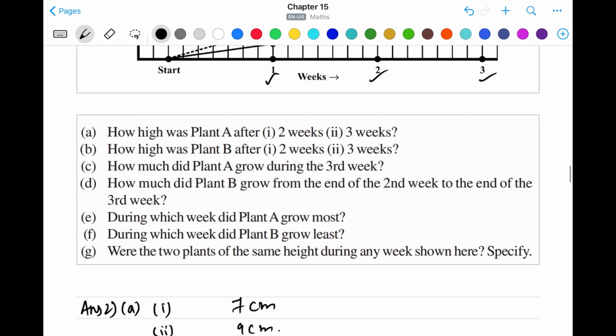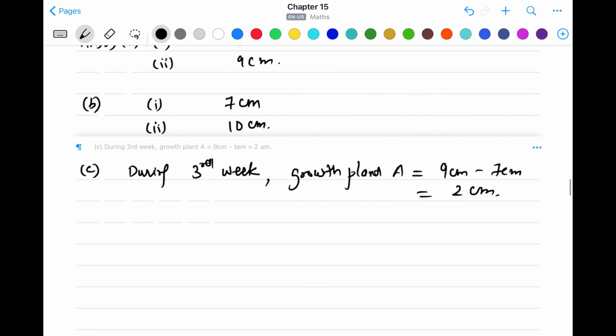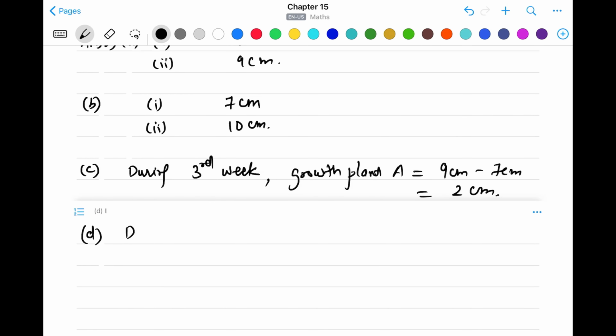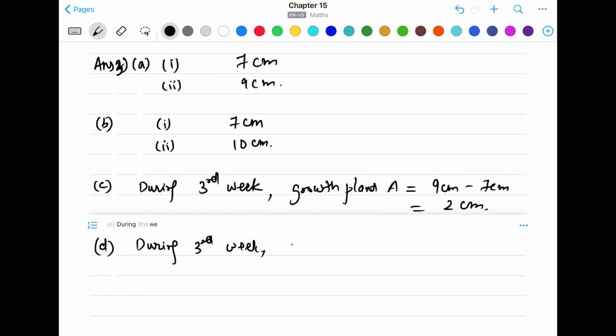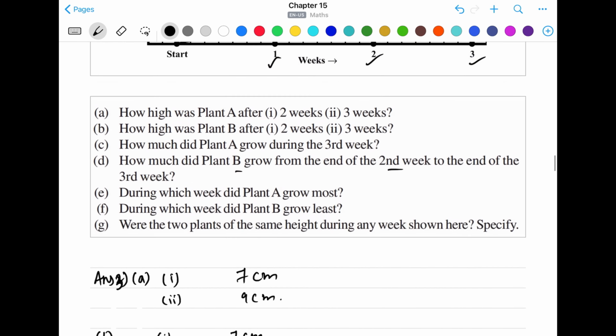Now next is how much did plant B grow from the end of the 2nd week to the end of the 3rd week. We have to write the same for plant B also. So during the 3rd week, growth of plant B is equal to 10 centimeter minus 7 centimeter. This is after 3 weeks, this is after 2 weeks, so the difference is 3 centimeters. So in the 3rd week plant B has grown 3 centimeter.